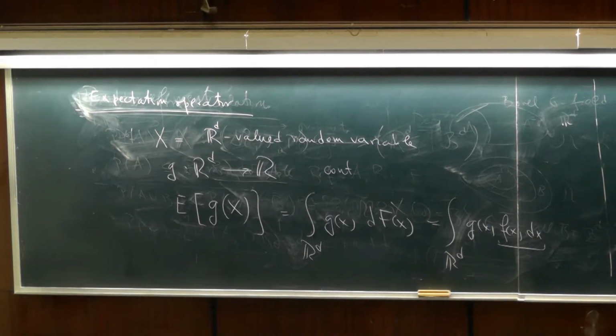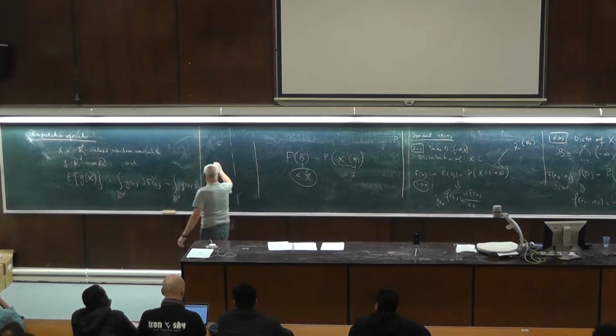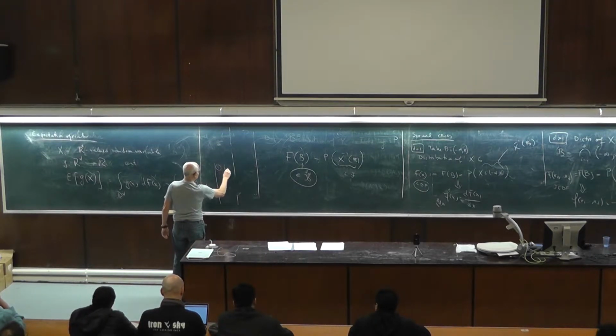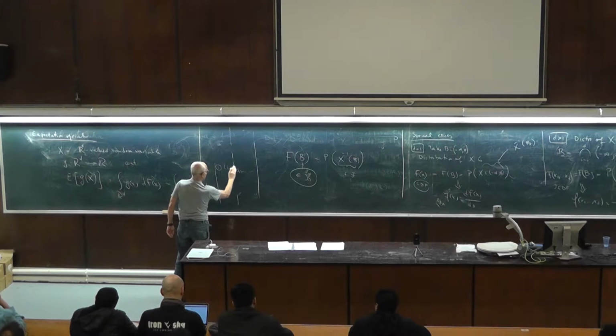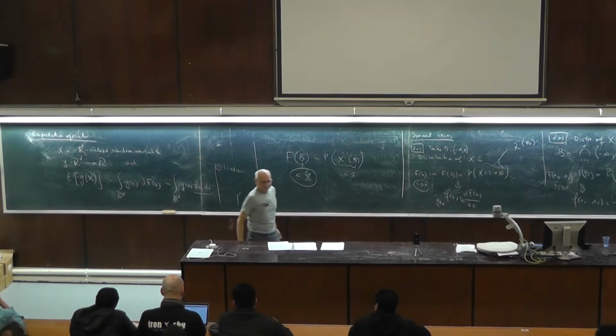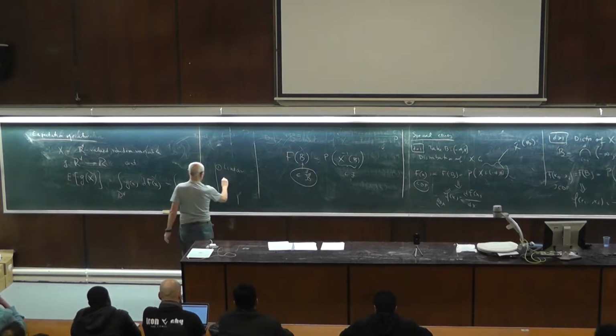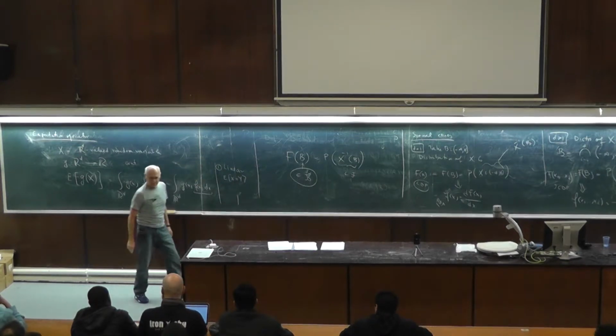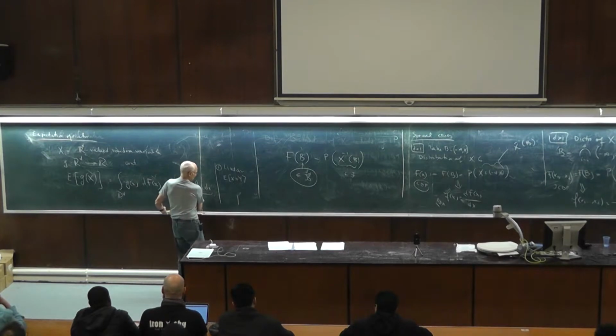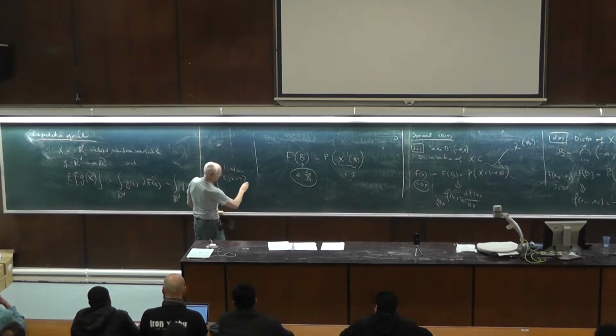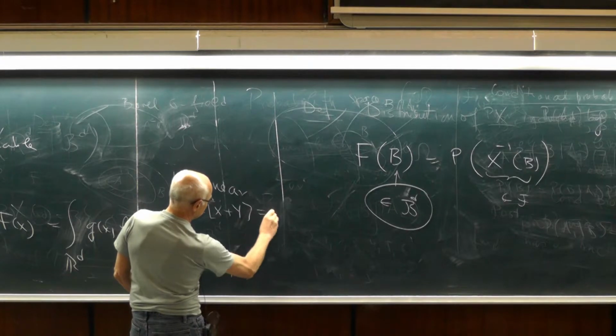Now, expectation has two important properties. One, it's linear. No surprises. It's an integral. Integral, it's linear, right? Which in very simple terms means the following. If you take the expectation of the sum of two random quantities, the expectation of the sum is the sum of expectations.